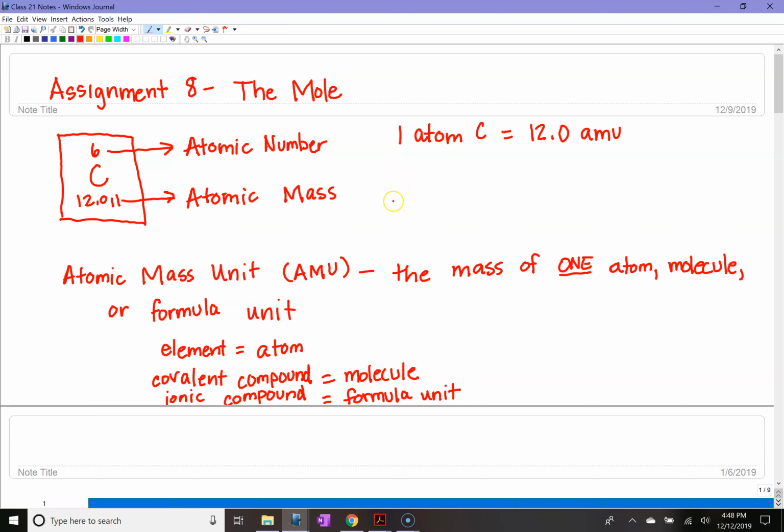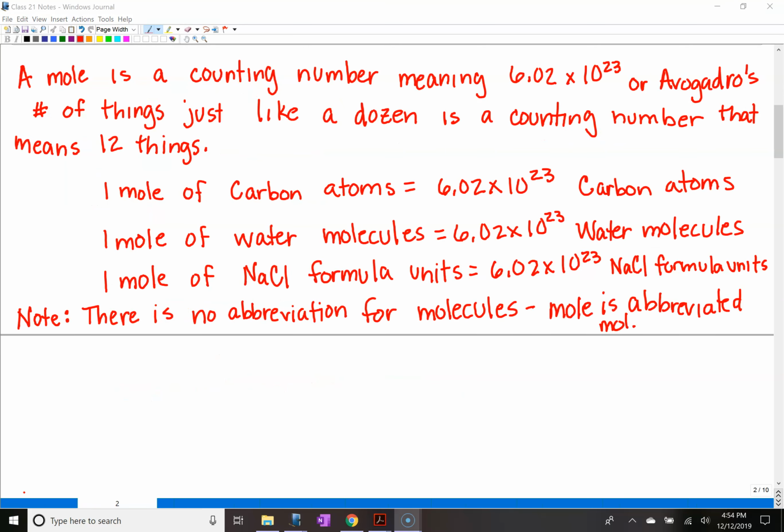Now, if I say an atom, I'm talking about one of an element. If I have one of a covalent compound, in other words, a compound that's made of two nonmetals, then I would have a molecule. And if I have one of an ionic compound, which is a metal and a nonmetal, then I would have one formula unit.